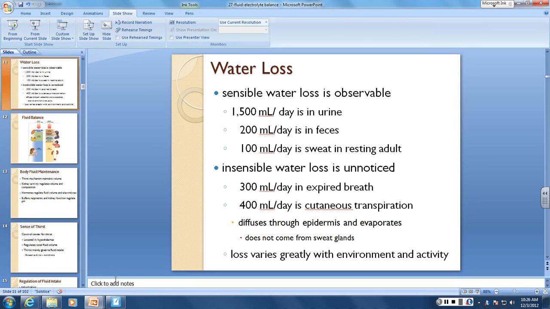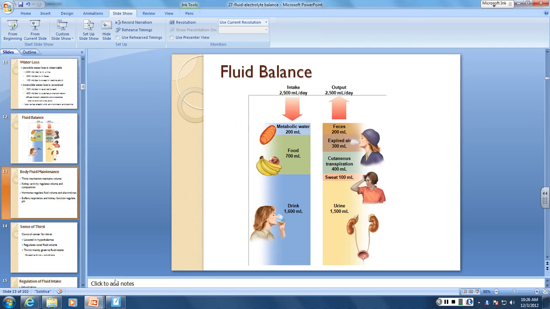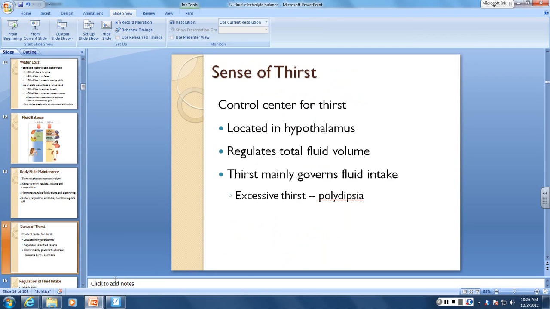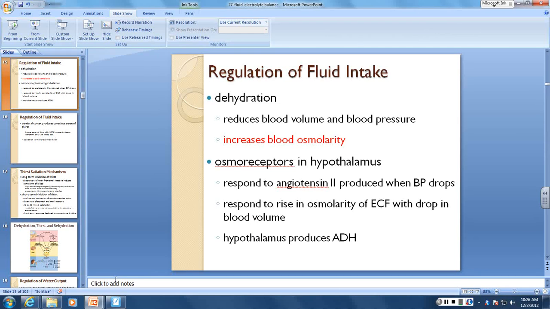Okay. Sensible. So this is when you all can go through these. This is not all that difficult. Let's see. I'm just going to jump to some of the more challenging parts here. Dehydration. All right. So what is dehydration?